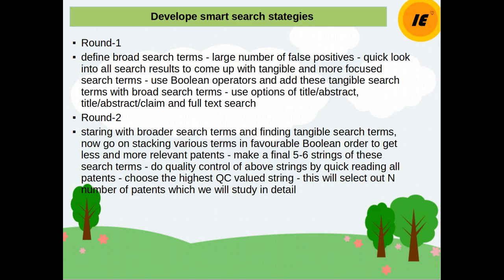So the first thing you want to do is start with broad search terms, so that you don't miss any relevant patent. This step will produce a lot of false positives, meaning a lot of patents which will not be relevant to you. It will be a tedious task, but you have to go through each patent and read it quickly, maybe the title and abstract, and decide whether it is relevant or not.